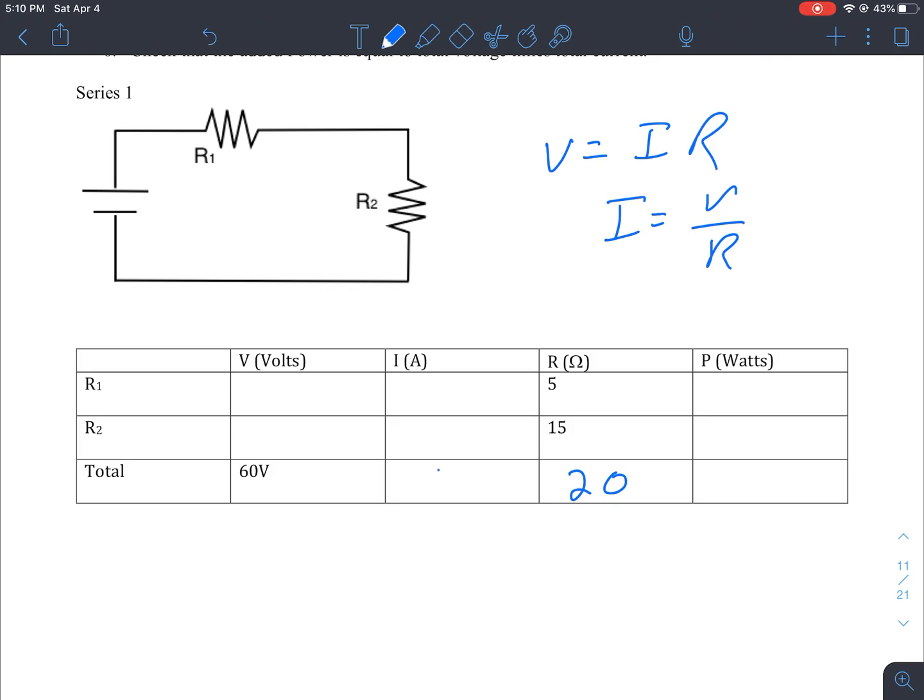So 60 divided by 20, we're going to have 3 amps. Okay, so we have all the information for the total. And I forgot to mention, we're going to save power to the end. There's something special that works there.